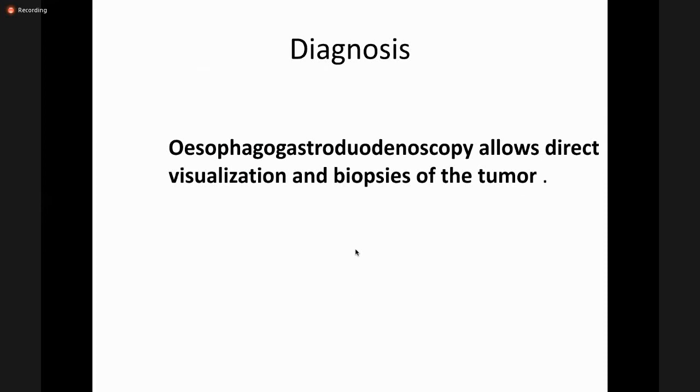And the diagnostic test for this carcinoma esophagus is upper GI endoscopy, esophagogastroduodenoscopy. Because of this endoscopy, we can visualize the tumor directly, and we can take a biopsy or tissue for diagnosis. So this is the surest way of diagnosing this carcinoma esophagus. If you are asked for one test which can diagnose this carcinoma esophagus, the answer should be endoscopy rather than barium swallow.